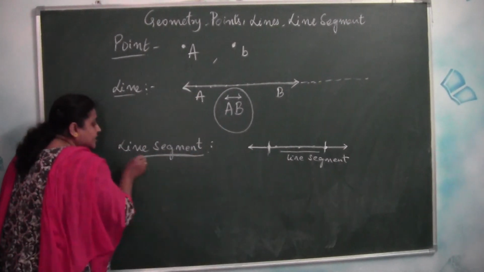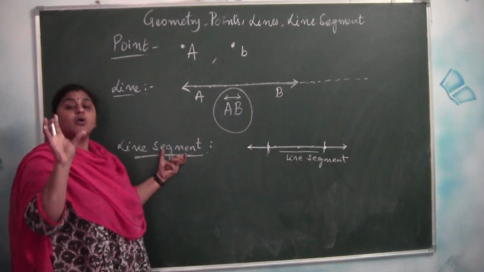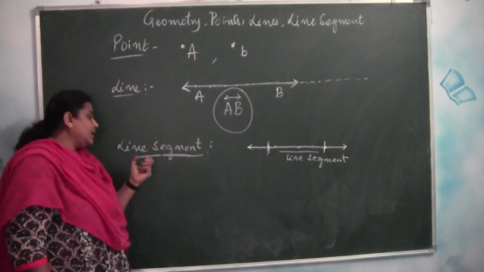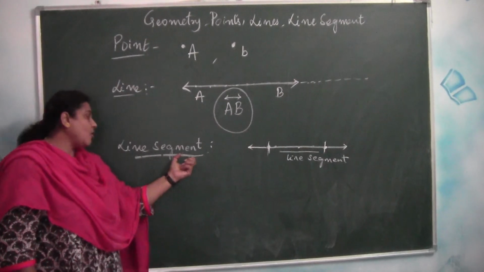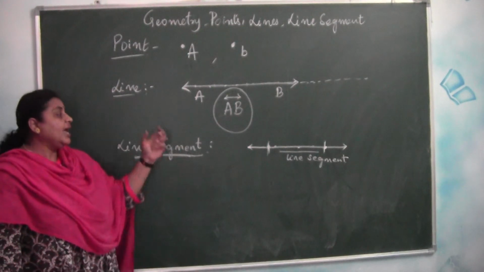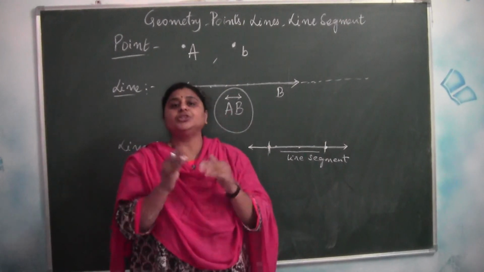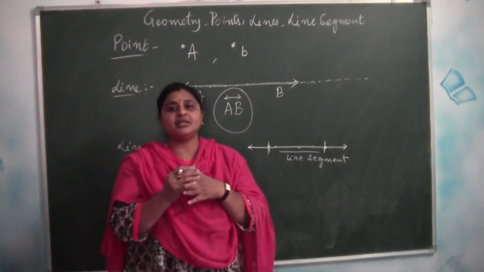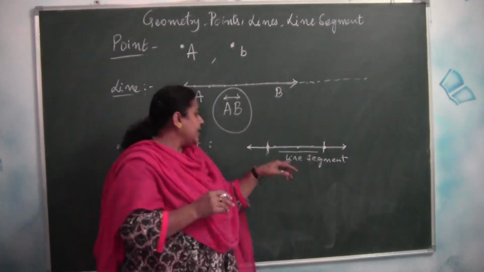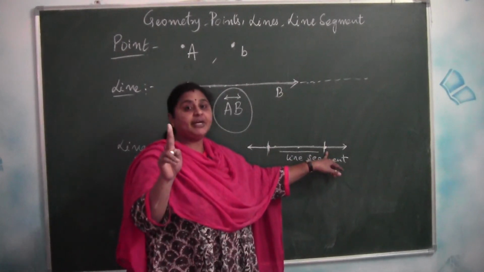As the name suggests, line segment. What does segment mean? Part. A part of a line is called a line segment. Got it, children? And a line segment has definite length. That means it has a particular length, like 2 centimeters, 3 centimeters. And a line segment has an end point and a starting point. This is the starting point and this is the ending point. It has two definite points.